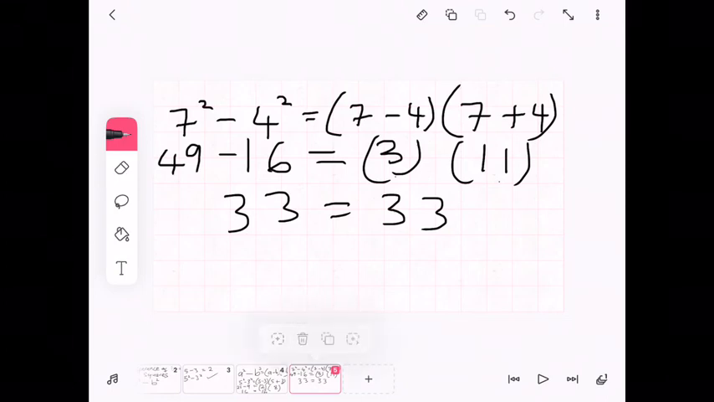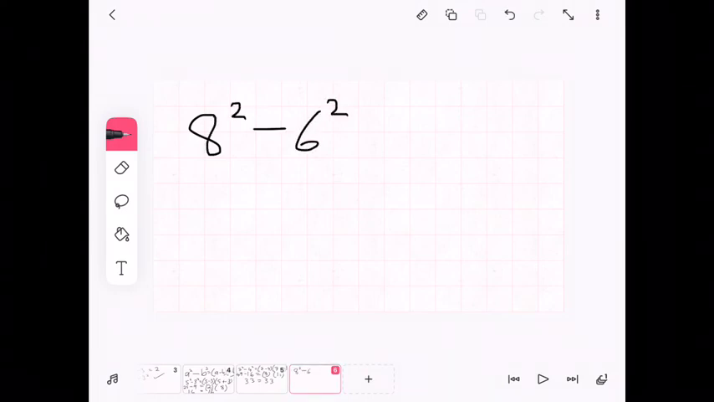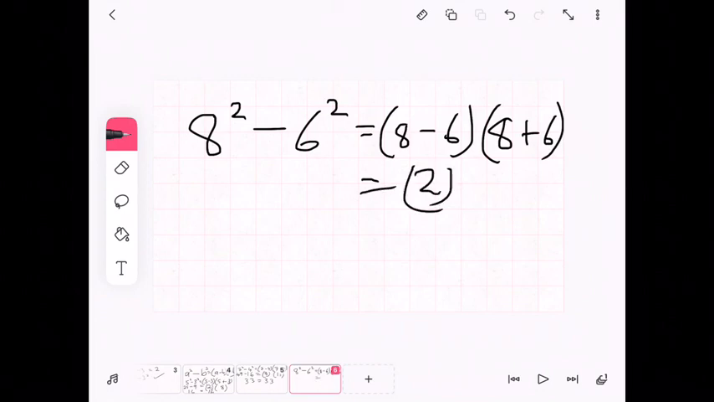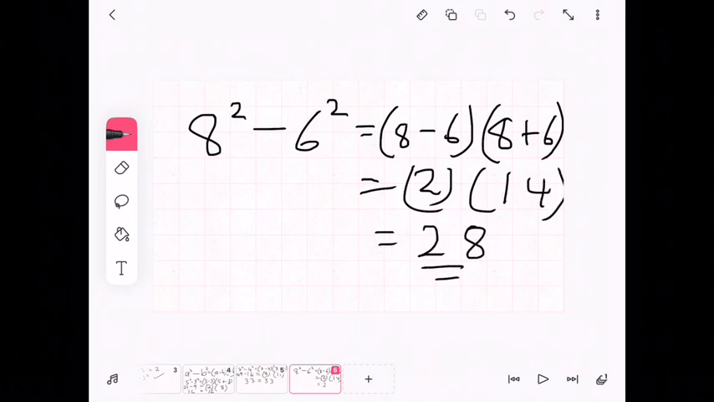One last example. 8 squared minus 6 squared. Okay, so we're just applying the difference of two squares. We have 8 minus 6. Remember not to bring the squares again. And 8 plus 6. That should give us 2, and this gives us 14, and that is 28. Let's confirm if our answer is correct.